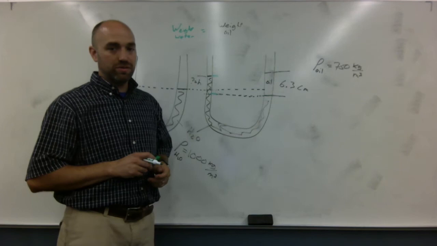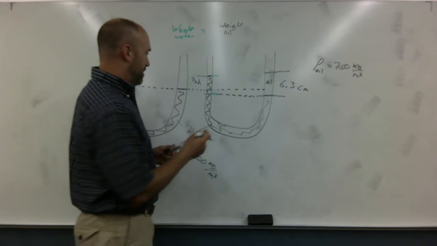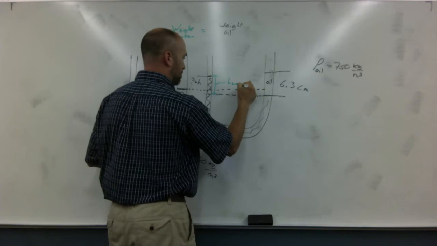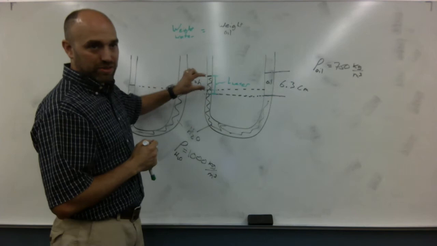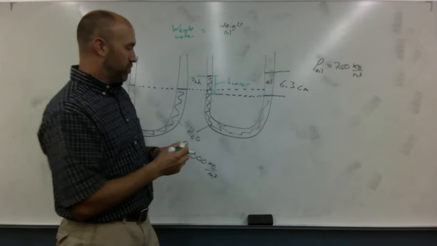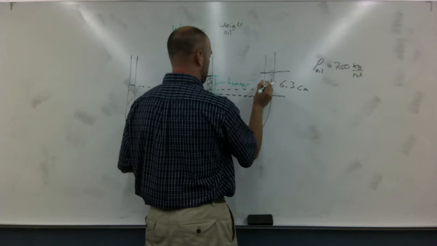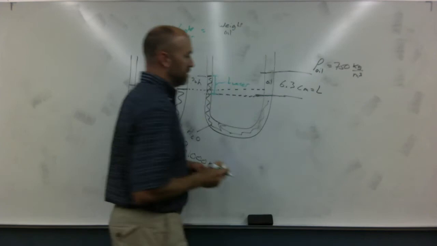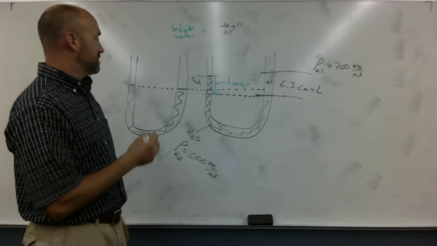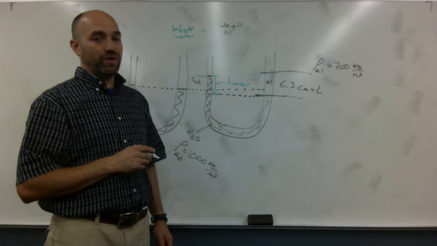And so let's find L of the water, which is not H, it's just close to it. Okay, so we've got L of the oil right there, that's 6.3, and that's more than L of the water. Okay, so let's see. What is weight? How do we find weight?